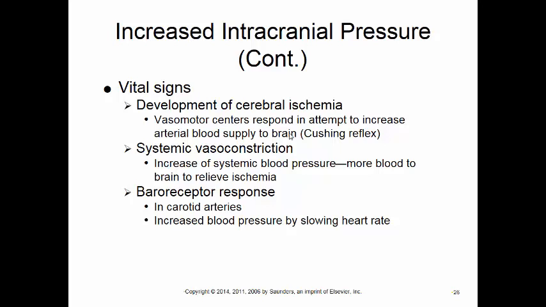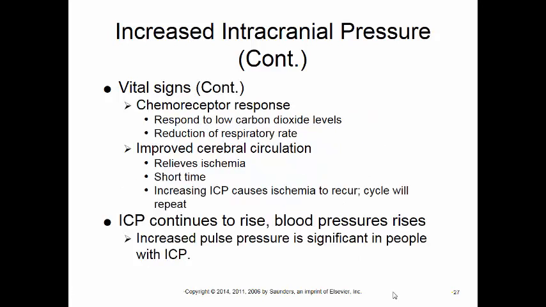This is going to try to increase the blood pressure so that more blood goes to the brain to relieve the ischemia. Okay. Also, the carotid arteries have receptors, and that increases the blood pressure. Since the pressure is building up so much, it makes the heart rate a little bit slower. Vital signs continue. The chemoreceptor response is going to be low carbon dioxide levels and a reduction of the respiratory rate. We're going to see improved cerebral circulation. This is temporary because of the increased blood pressure.